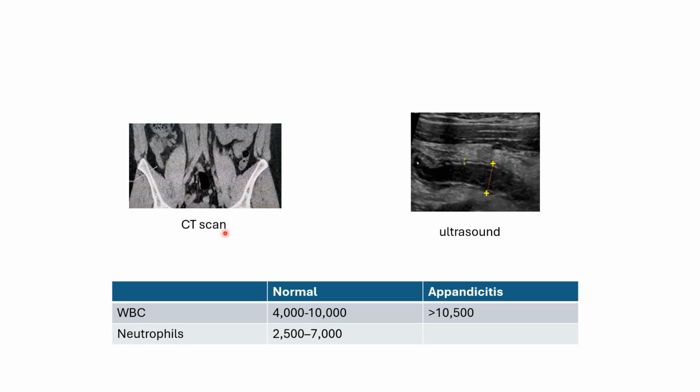In case our patient is pregnant, or we have a pediatric patient, another way that we can make the diagnosis is usually by doing an ultrasound. Ultrasound is a very safe way to diagnose the condition. As you see here in this image, you would see the inflammation that is happening in the appendix.